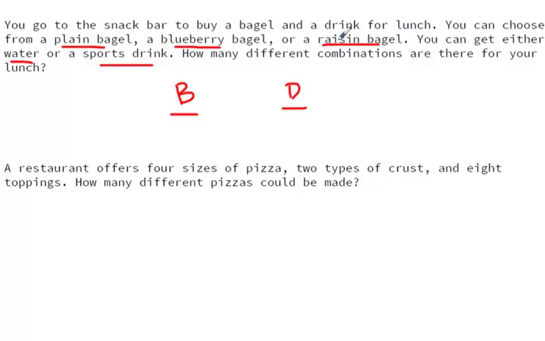So we had a total of 3 bagels we could choose from, and a total of 2 drinks we could choose from. Believe it or not, I will not need the calculator for this. We can make 6 different combinations with our bagels and our drinks.